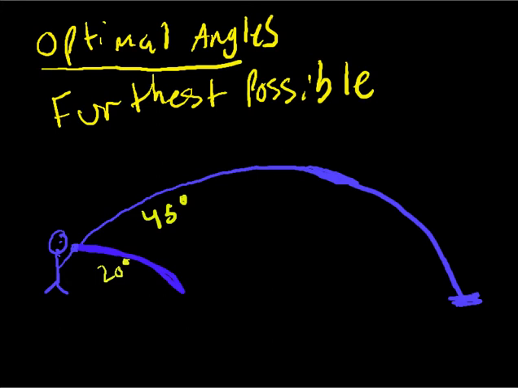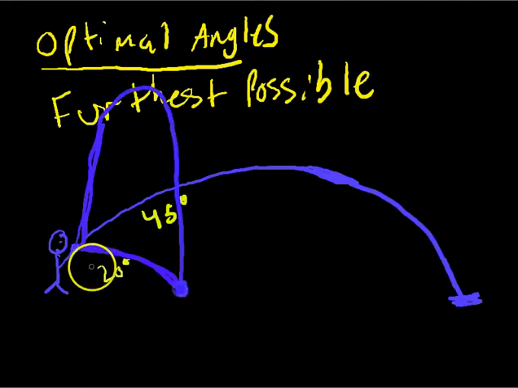But now we ask ourselves, what would happen if I were to throw it at an angle larger than 45? Would it go further than 45? Well, no, because 45 is the optimal angle, and it's the only optimal angle. If I were to throw it at 70, it's kind of like this. Interestingly enough, it would land at the exact same spot as if I were to throw it at 20. It would just go a lot higher.